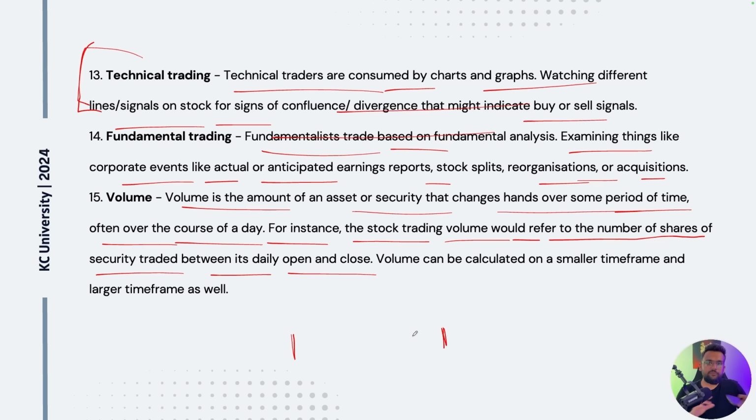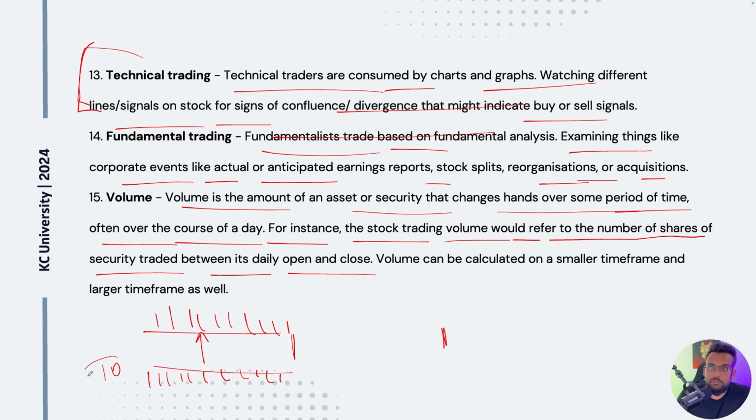So if 10 of your friends sold their phone to someone, and all 10 sold, 10 people bought 10 phones. Now, what's the volume here? 10. The amount of assets or security that changes hands. Not 20, 10. That's pretty much it.